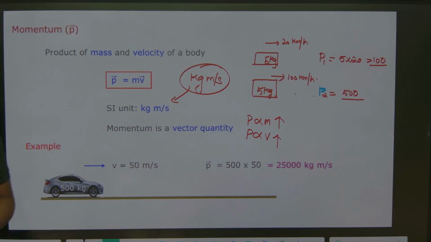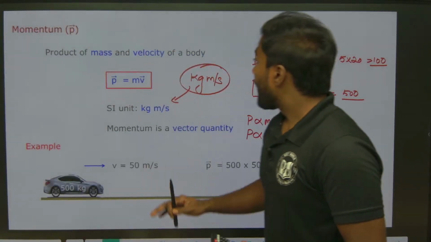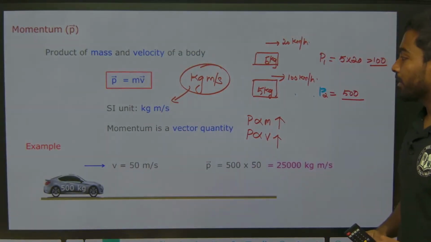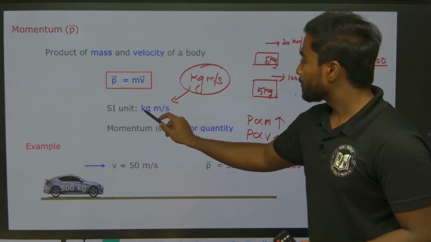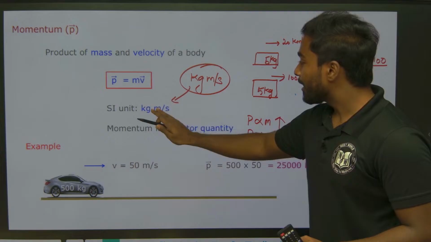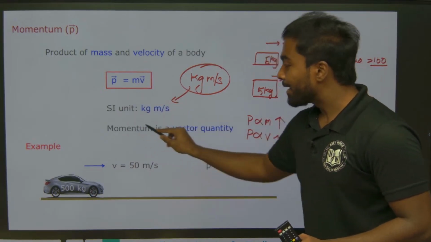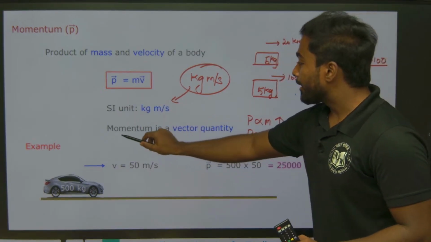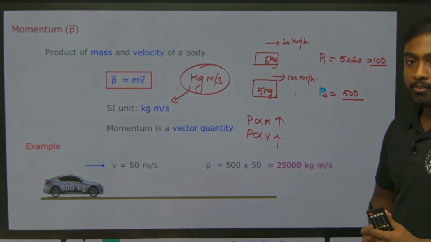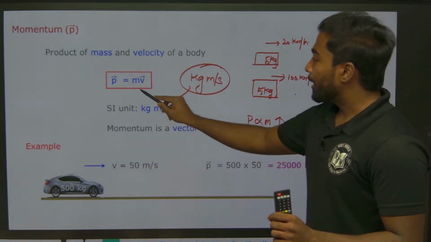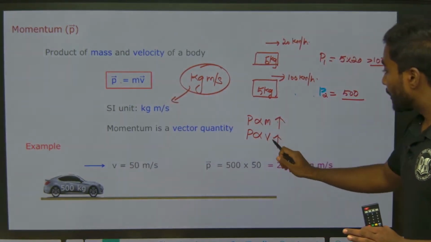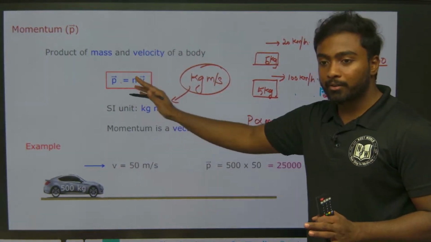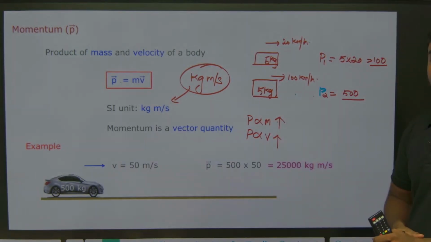See, momentum is a product of mass and velocity. The SI unit of mass is kg, and the SI unit of velocity is meter per second. So the SI unit will be kg meter per second, and it is a vector quantity. The point we can notice here is that when mass increases, momentum increases. When velocity increases, momentum increases. If it decreases, momentum also decreases. That's the example we have seen here.